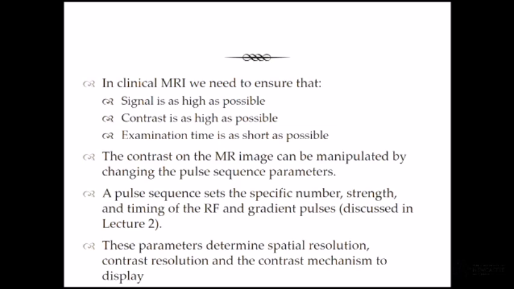And our contrast runs, if we inject contrast, we always do those as T1 weighted sequences after the injection or even during contrast injection. So the pulse sequence sets the specific number, strength and timing of the RF, our radio frequency pulses that we use for excitation, and our gradient pulses. They would have been discussed in Lecture 2. So these parameters determine the spatial resolution, the contrast resolution and the contrast mechanism that we want to display. Does everyone understand the concept of spatial resolution, what spatial resolution is?